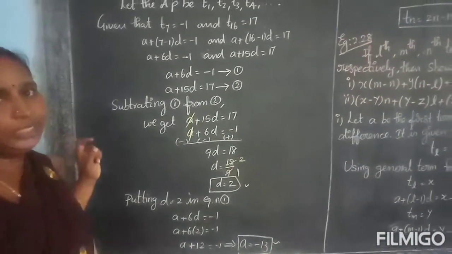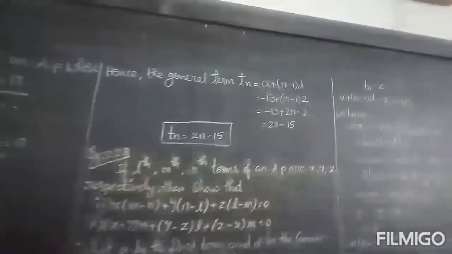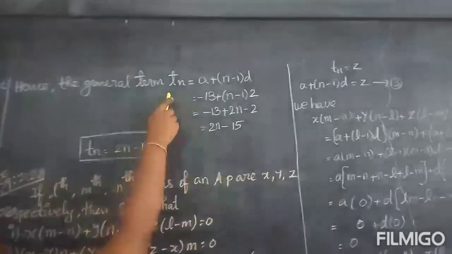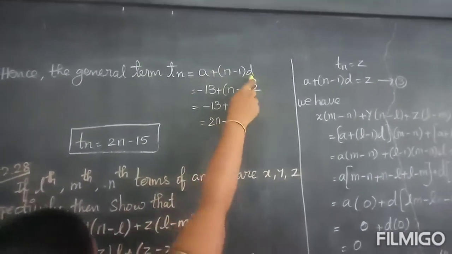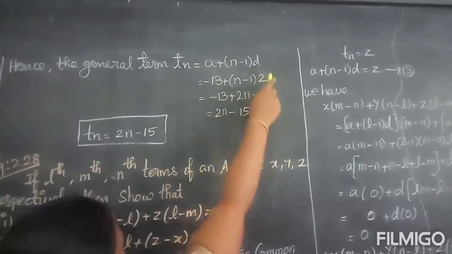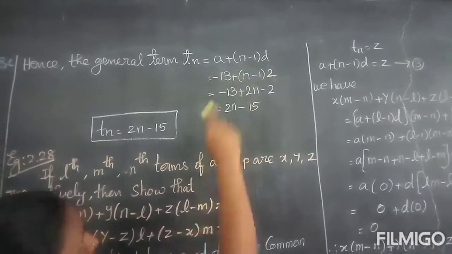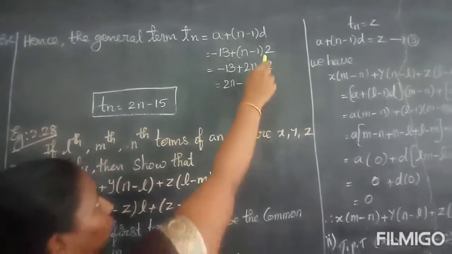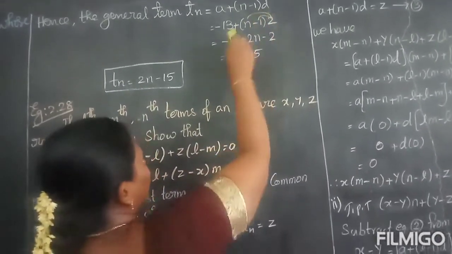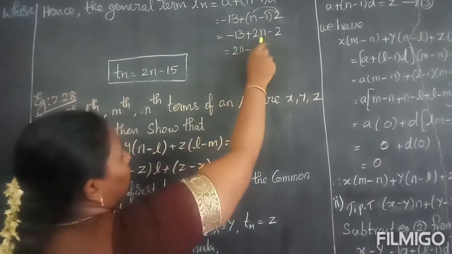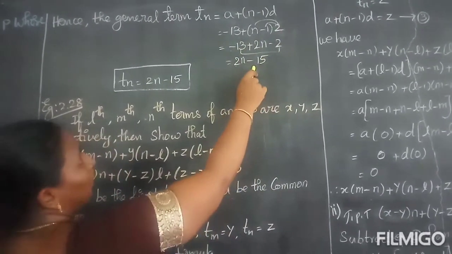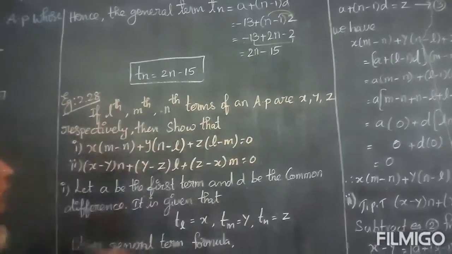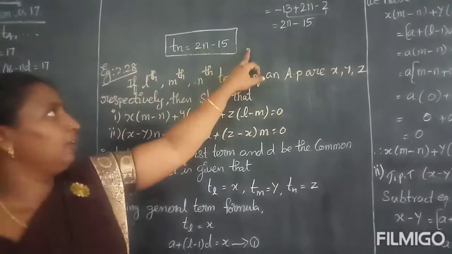Next we are going to find the general term of the given AP. So hence the general term Tn equals A plus n minus 1 into D. Substitute the A and D values. A is -13, D is 2. So you get -13 plus n minus 1 into 2. Multiply with the 2, you will get -13 plus 2n minus 2. 2n, minus 13 minus 2 will get -15. Tn equals 2n minus 15.